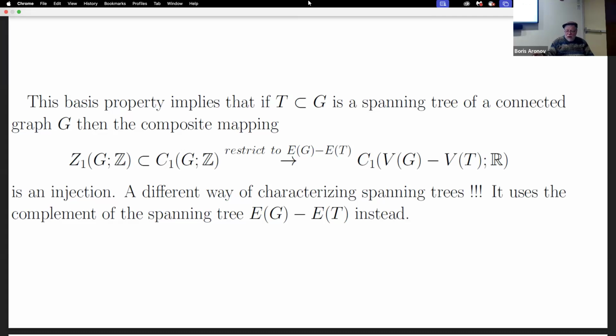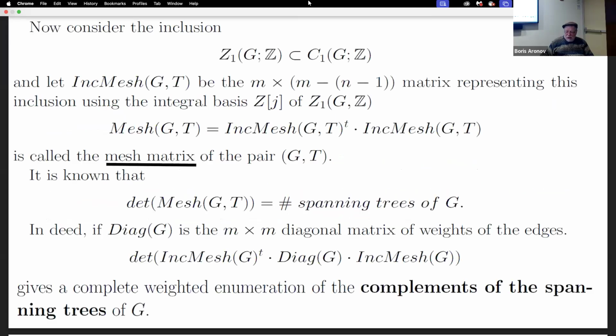So this gives it another way of characterizing spanning trees, and it's going to use the complement of the spanning trees instead of doing algebra on the spanning trees. So we are going to form a matrix which we call the mesh matrix. Maybe I better explain this not using matrix since our time is short. Let me explain this geometrically, what the mesh matrix is.